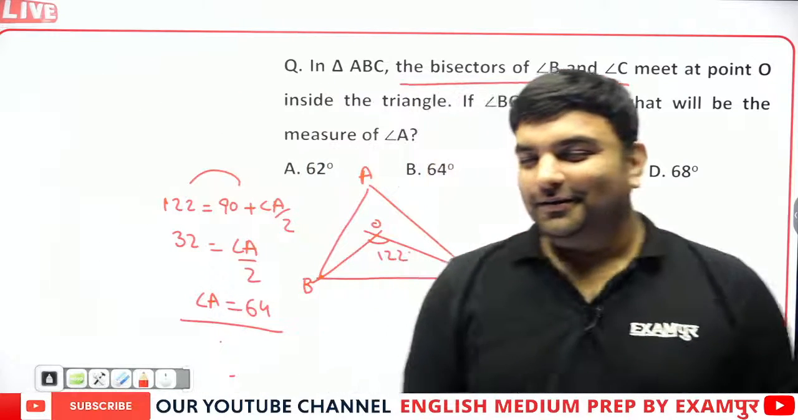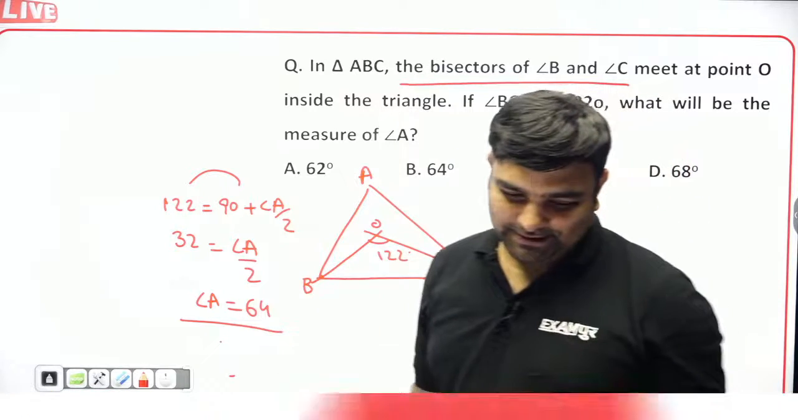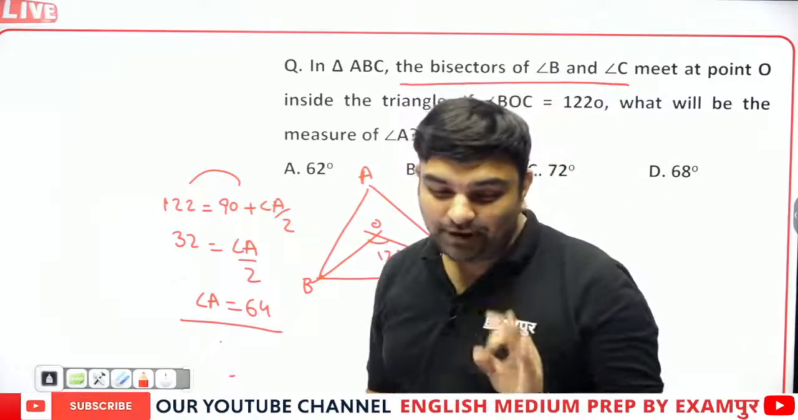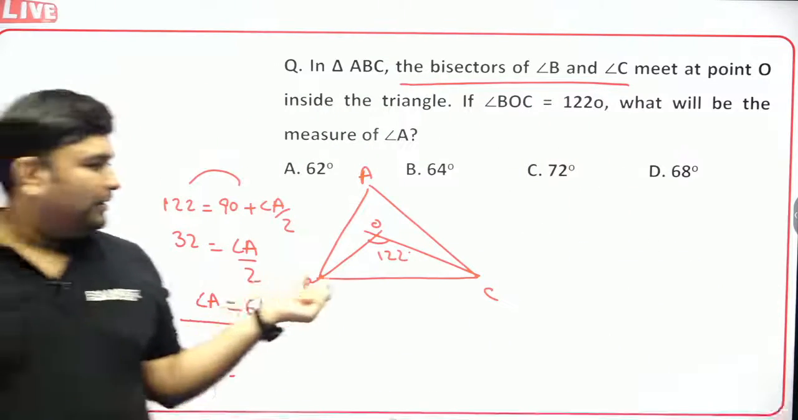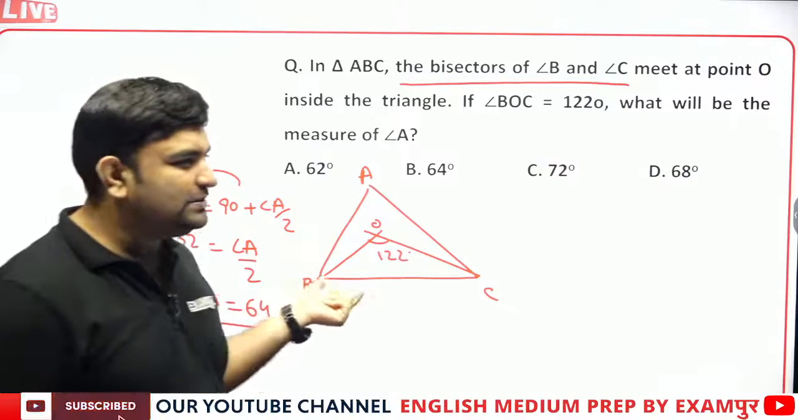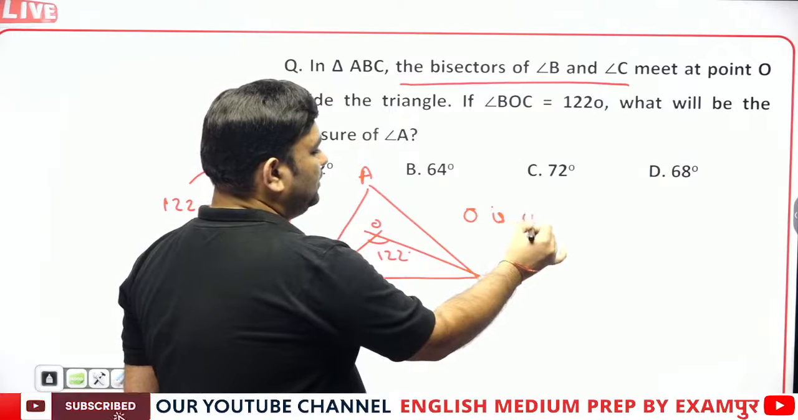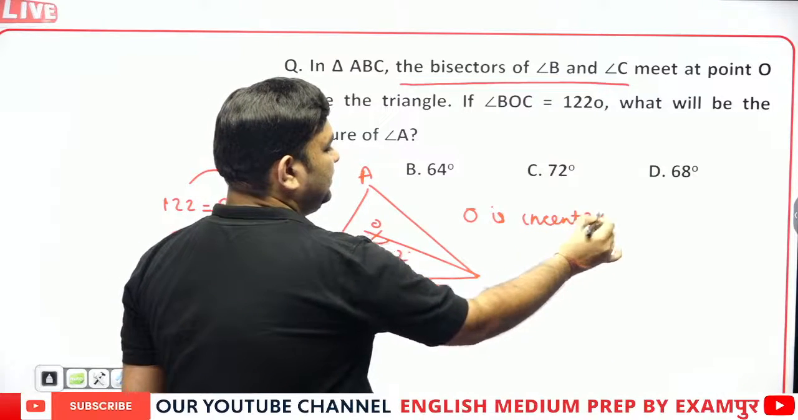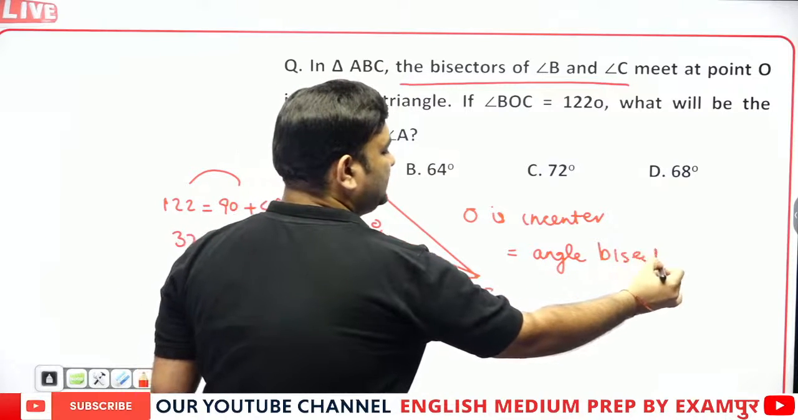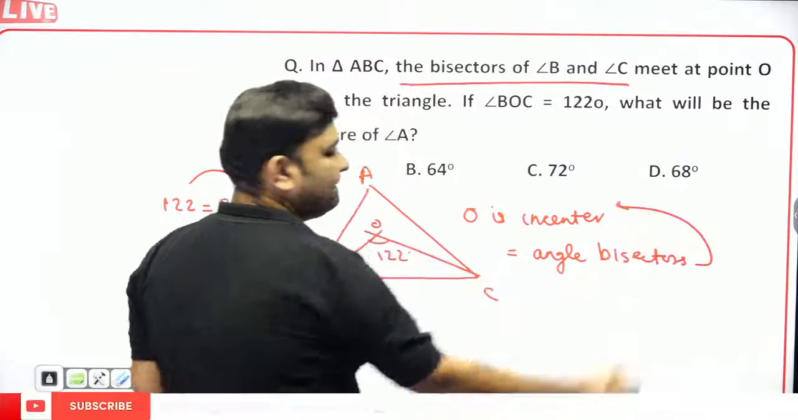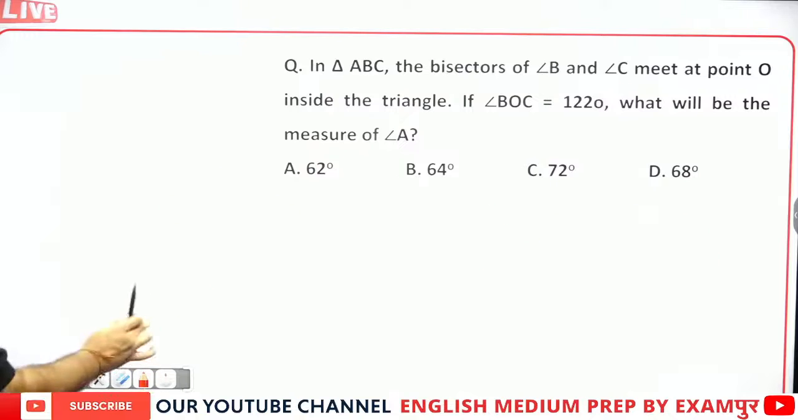Guys, each and every paper of SSC consists of this question, where they give you the angle BOC and ask you angle A, where O is the incenter. O is the incenter here because it is the point of intersection of angle bisectors. Let's move on.